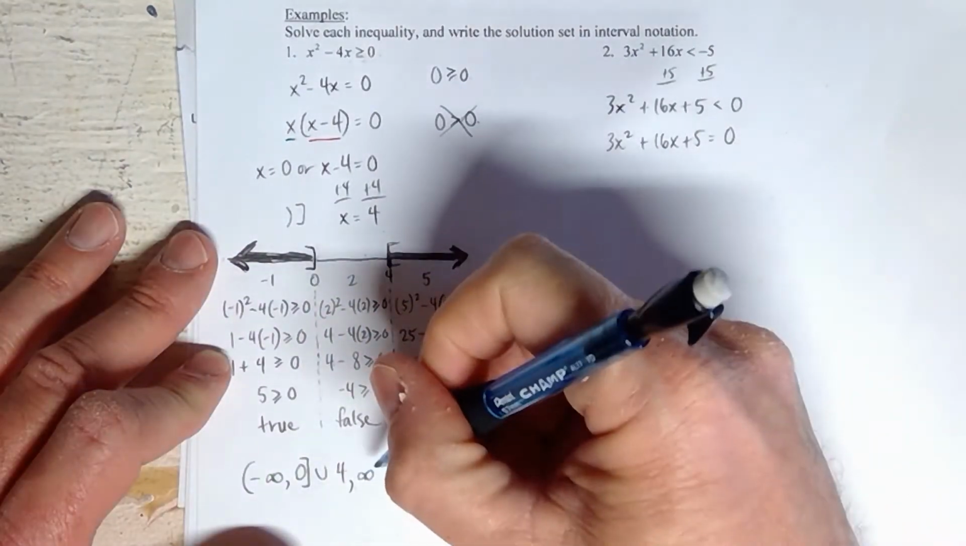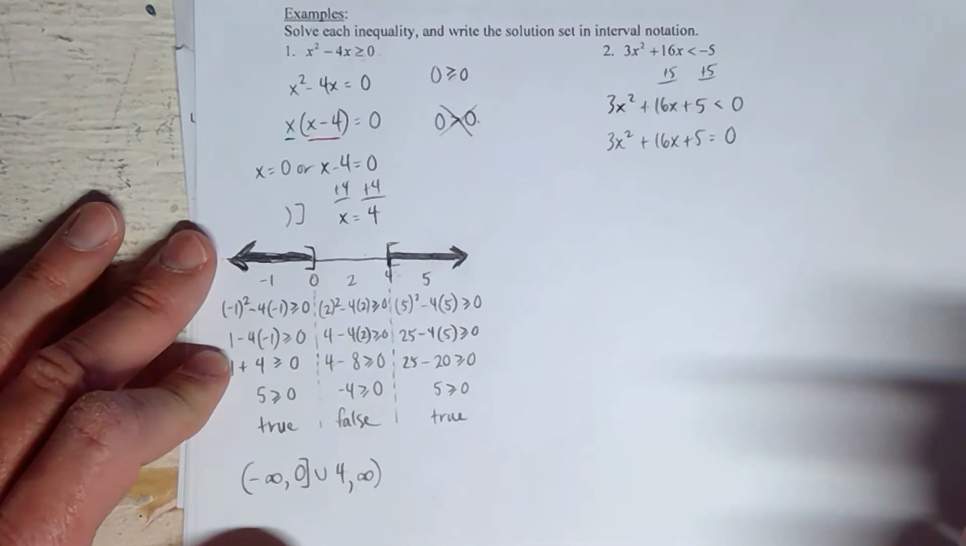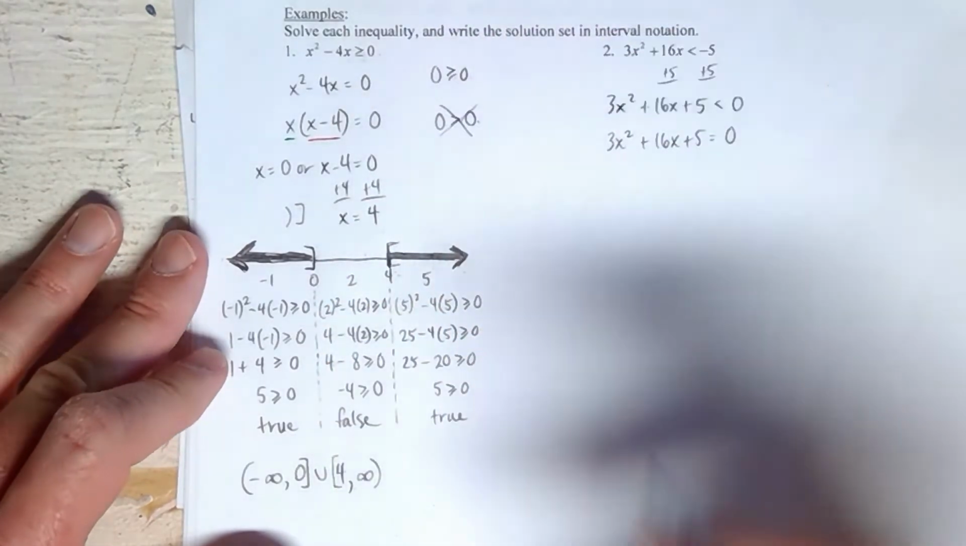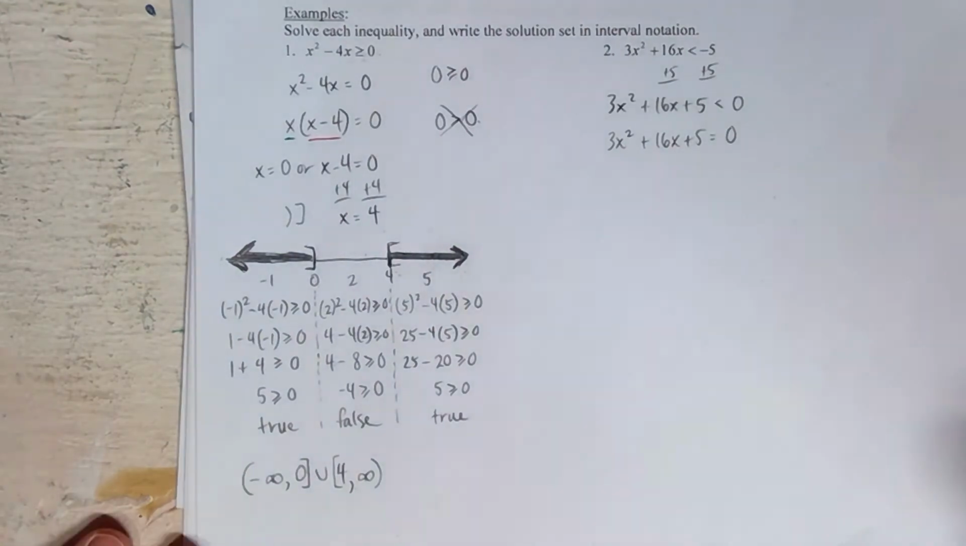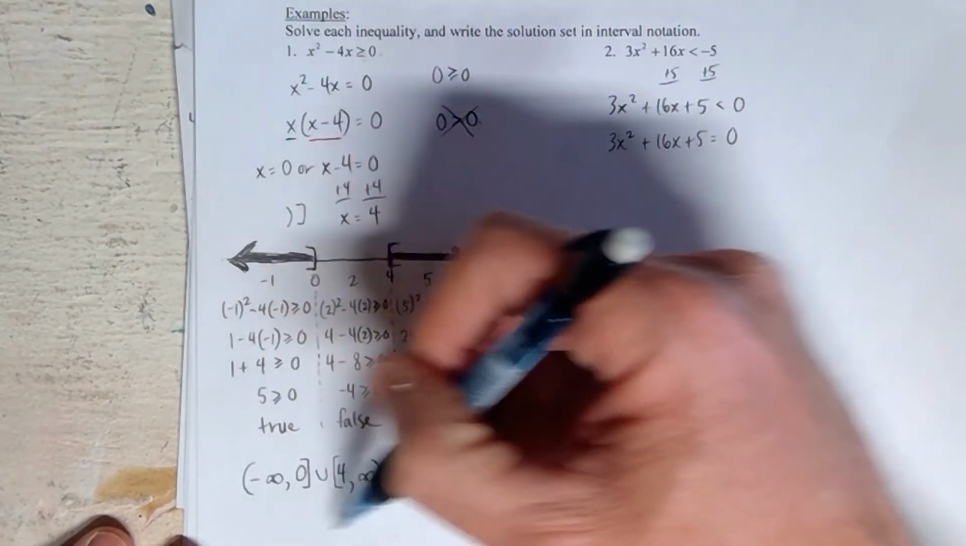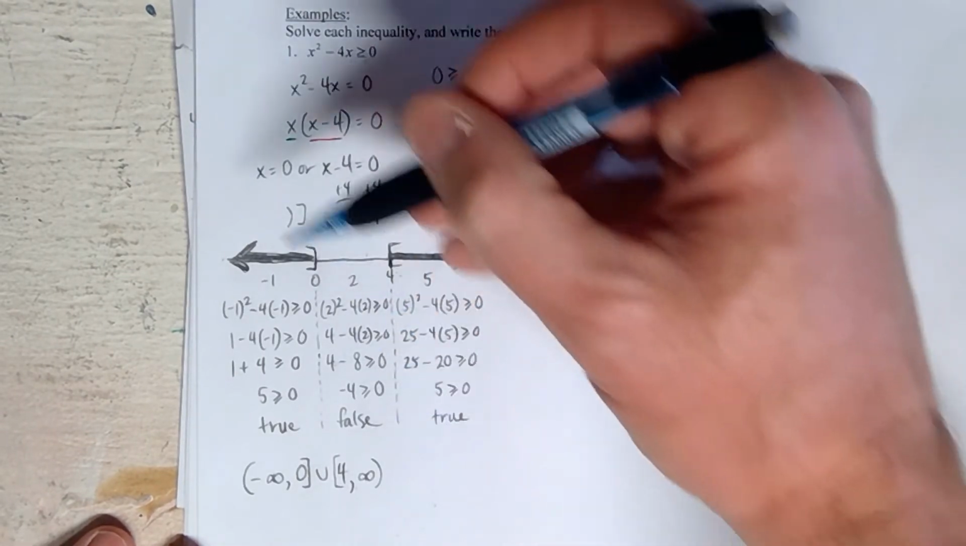Okay, remember infinity is always round. And 4 is square, just like it was in the number line, okay? It will stay the same. Whatever brackets you have in the number line, they will stay the same down here in the interval notation.